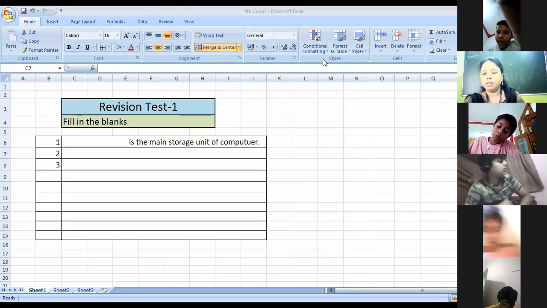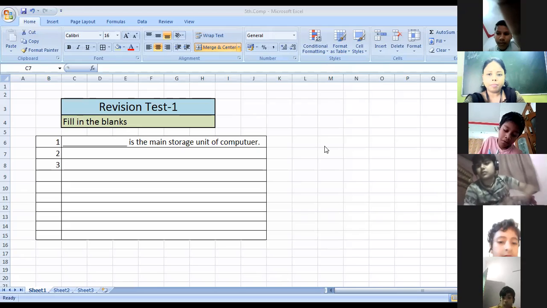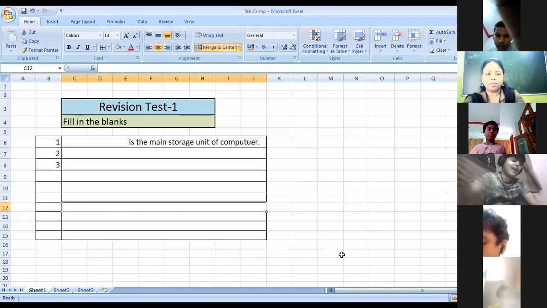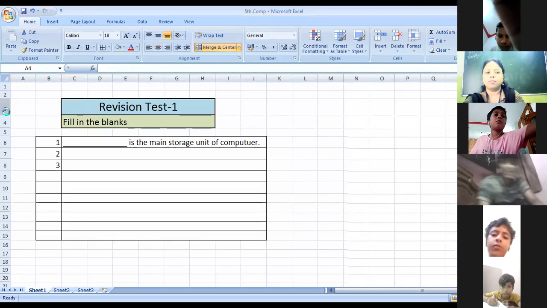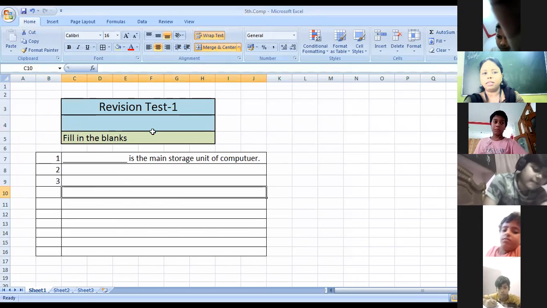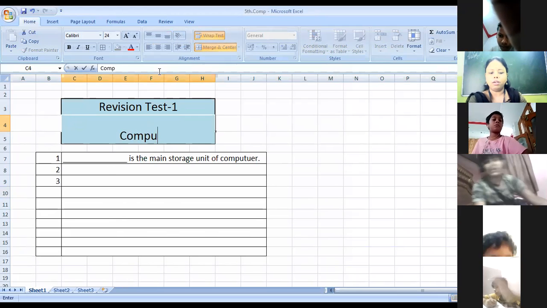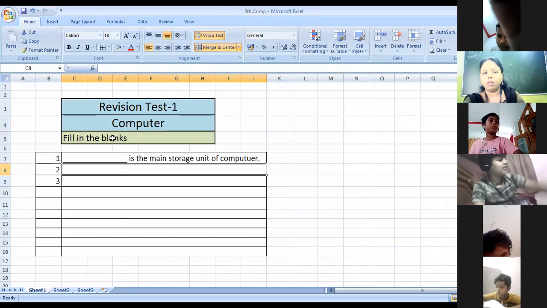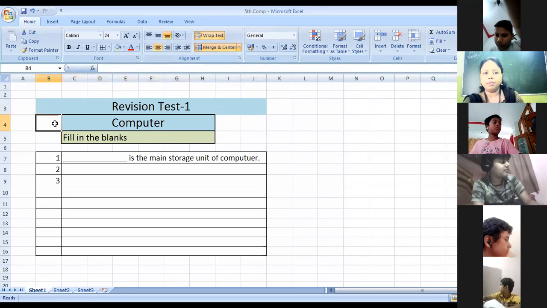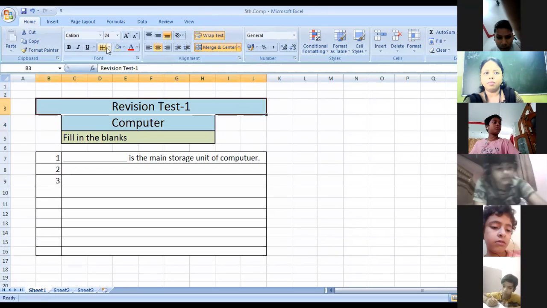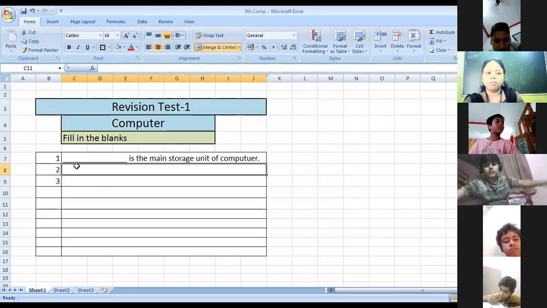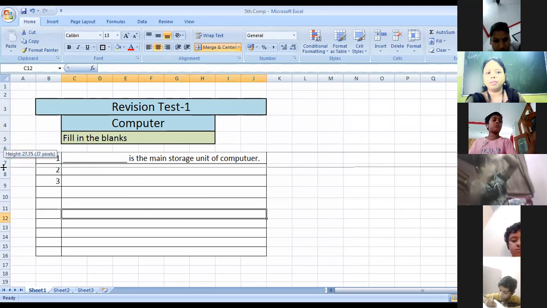Yes, Srishti. I was saying that we have to do the revision test in this period. You have to send me all these answers. Write down all the answers and after some time send them to me on WhatsApp. Understand? Is that clear, Srishti? Write down all the answers.